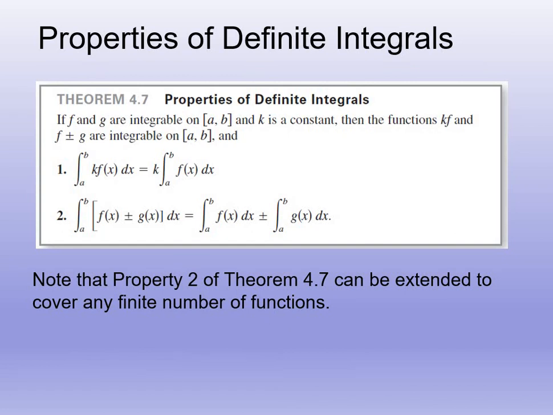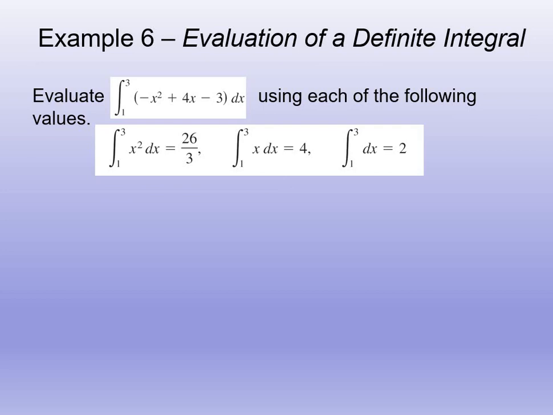If I have a sum or a difference scenario, like in property 2, I can write that as two different integrals. So I could say that I have the integral from a to b of f of x plus the integral from a to b of g of x. It's very important that we can break it into its different composite function pieces there, and that helps us as we analyze certain things. So we're going to use 3 given solutions here. We're going to evaluate the integral from 1 to 3 of the polynomial negative x squared plus 4x minus 3 dx.